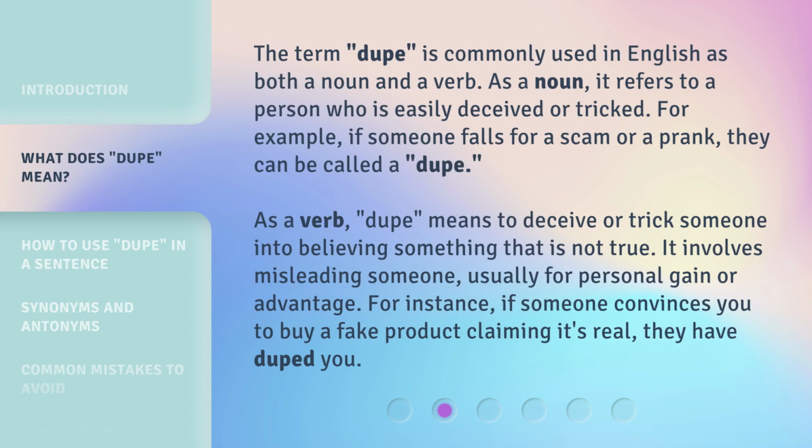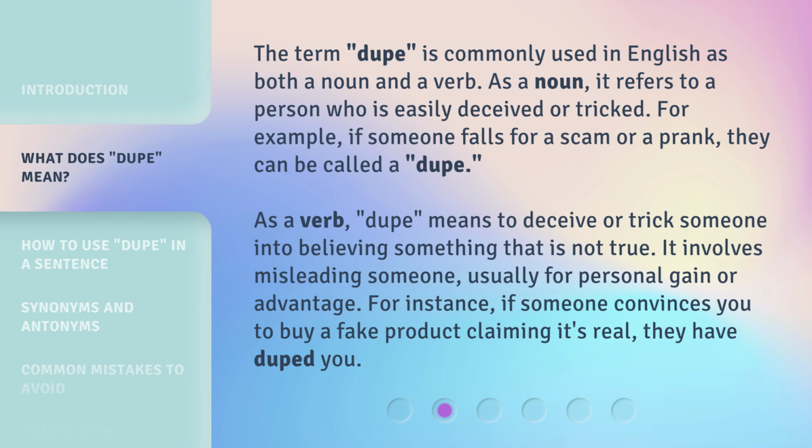The term dupe is commonly used in English as both a noun and a verb. As a noun, it refers to a person who is easily deceived or tricked. For example, if someone falls for a scam or a prank, they can be called a dupe.